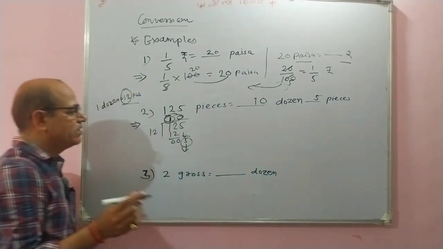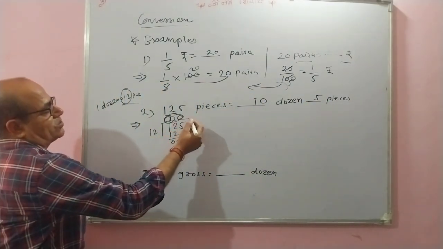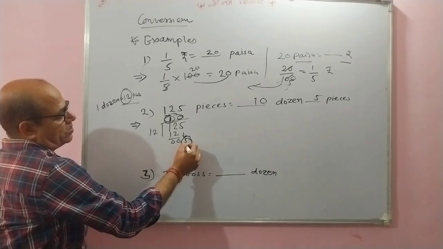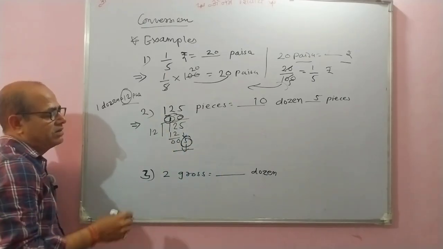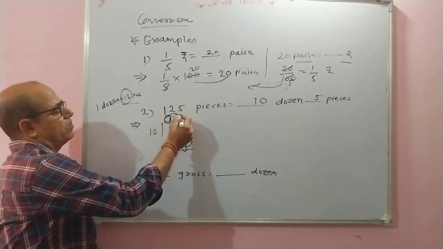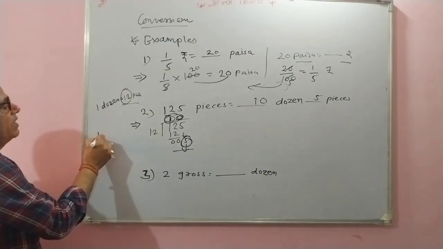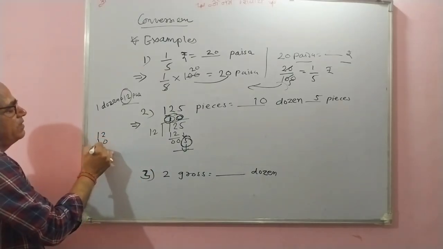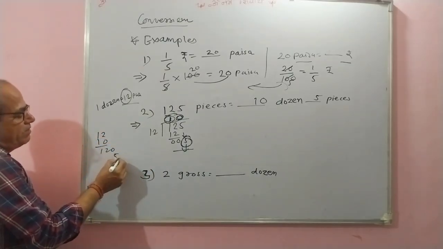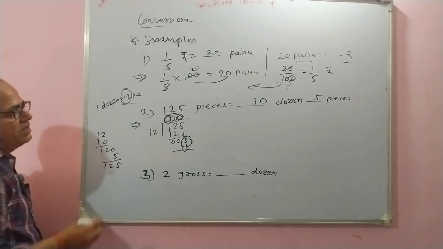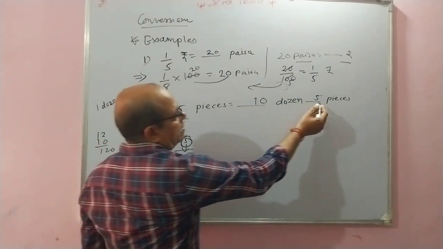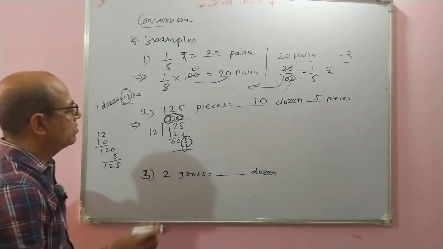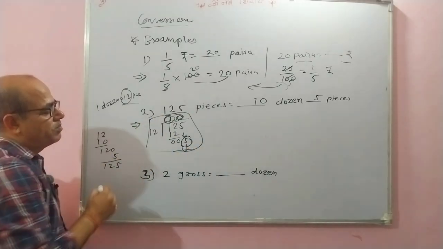Okay, I forgot about the division, right? So whenever something is left alone without division, then we have to put 0. Okay, so 12 10s are 120 and 5 remain, so 125 done. So 10 dozen and 5 pieces, right? So you have to be careful, sometimes it happens.